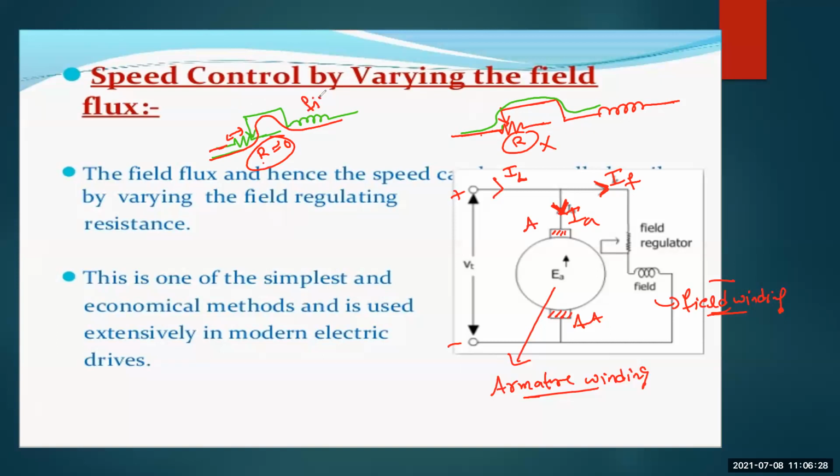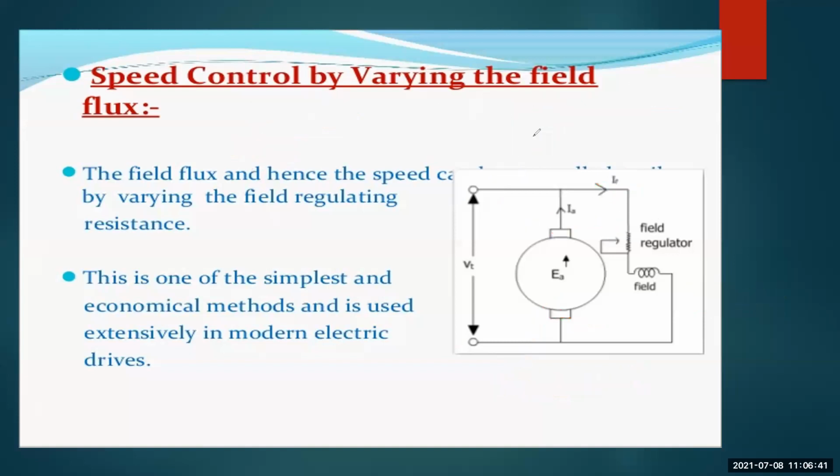This is called the field winding. By changing the rheostat, that is, by changing this field regulator, the resistance is changing. By changing the resistance, the current flowing to the field winding is controlled. This is called IF. The current flowing through the field winding is controlled by changing the field regulator.